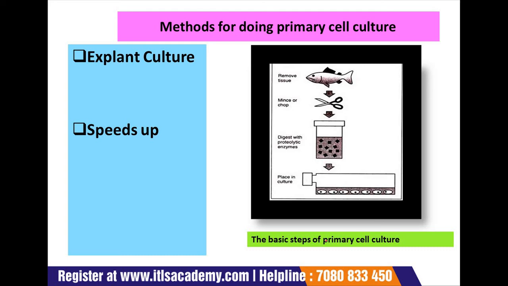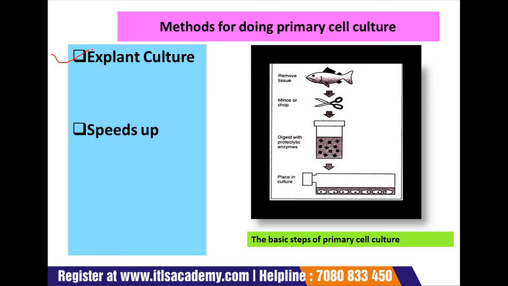Now we are going to discuss the methods for doing primary cell culture. There are two basic methods for doing primary cell culture. First is the explant culture. Small pieces of tissue are attached to glass or treated plastic culture vessels and bathed in culture medium. After a few days, individual cells will move from the tissue explant onto the culture vessel's surface or substrate, where they will begin to divide and grow.